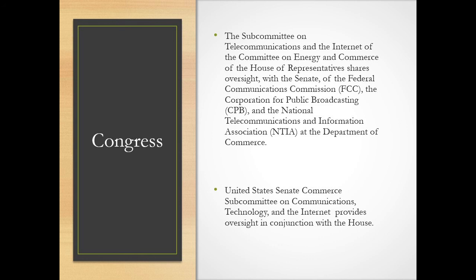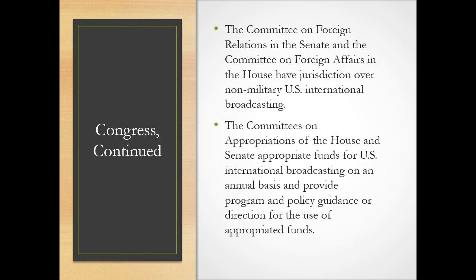In the United States Senate, the committee that oversees is the Commerce Subcommittee on Communications, Technology, and Internet. So it's the Commerce Committee in the Senate. The subcommittee is Communications, Technology, and the Internet. So if you're looking at the Corporation for Public Broadcasting domestically, a la Big Bird, that's one set of committees.